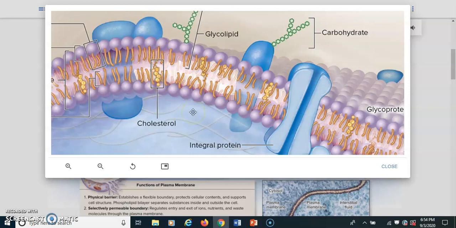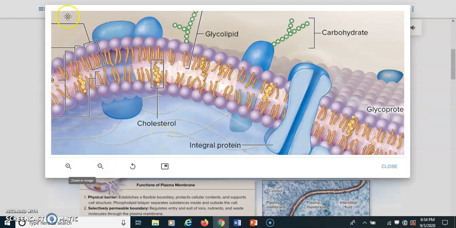And its function, the function of the cholesterol, is to strengthen this whole cell or plasma membrane. So strengthen it, keep it strong. It allows it to resist heat, things like that. So that's the purpose of having cholesterol throughout the cell or plasma membrane.